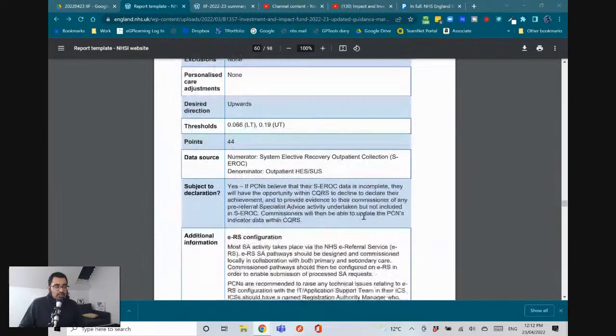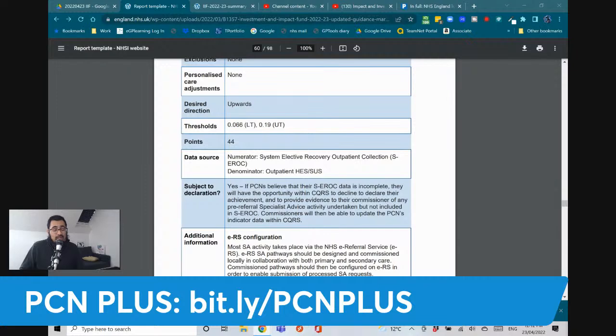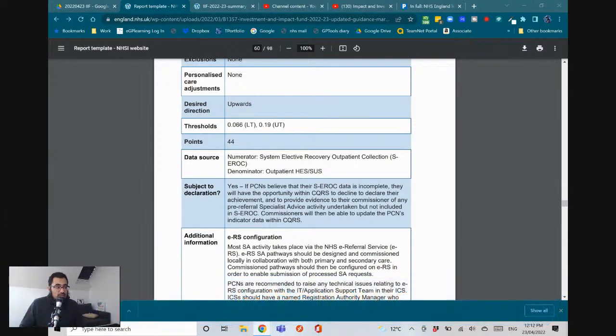You can challenge it, so it's potentially worth practices keeping a record themselves of the types of referral that they're doing, and this hopefully shouldn't be too much of an issue. A quick spreadsheet of the number of referrals you've done and how many of those are advice and guidance. If you want, we can even provide you with a quick little spreadsheet that does that for you. Again, that will be provided as part of the PCN Clinical Directors course, and you're welcome to join us. PCN Plus, bit.ly/PCNPlus in capitals, where we'll be providing that resource for you.